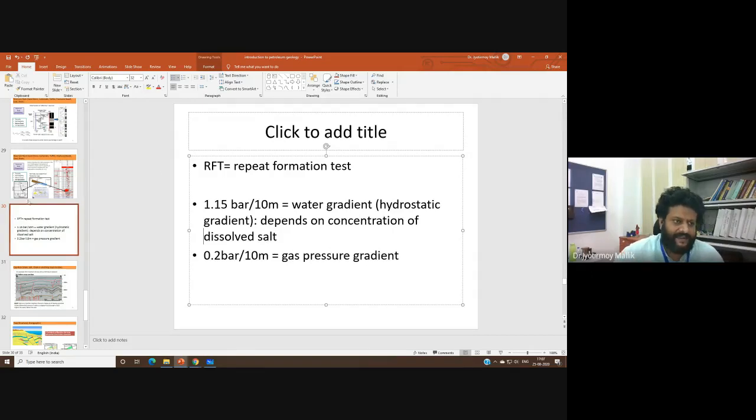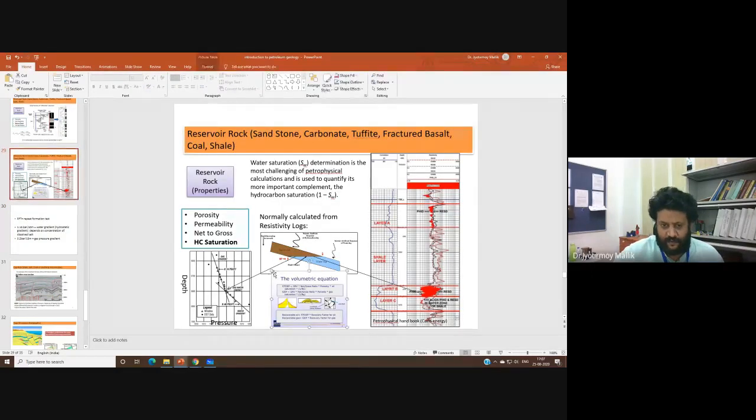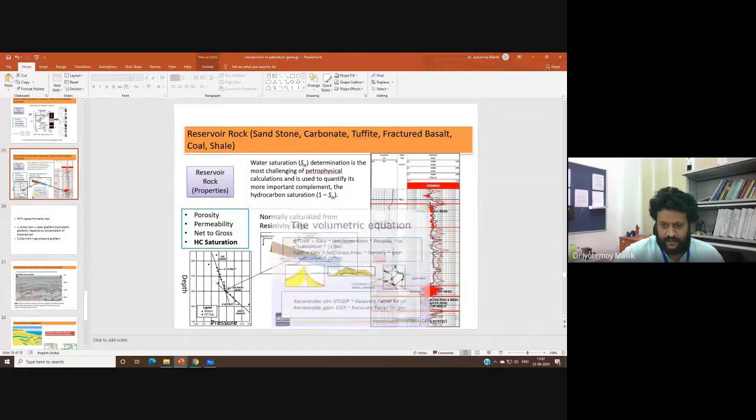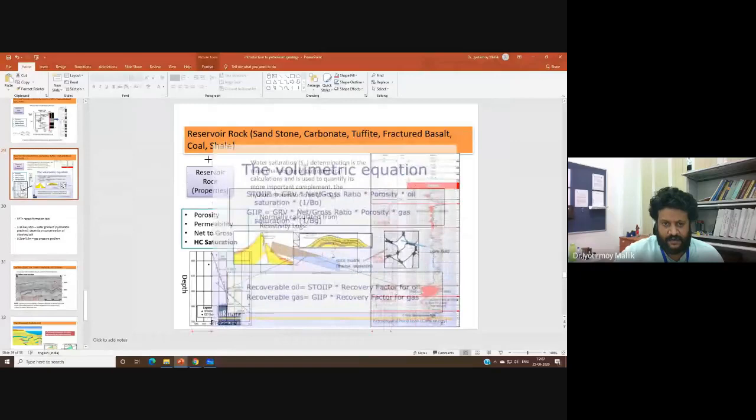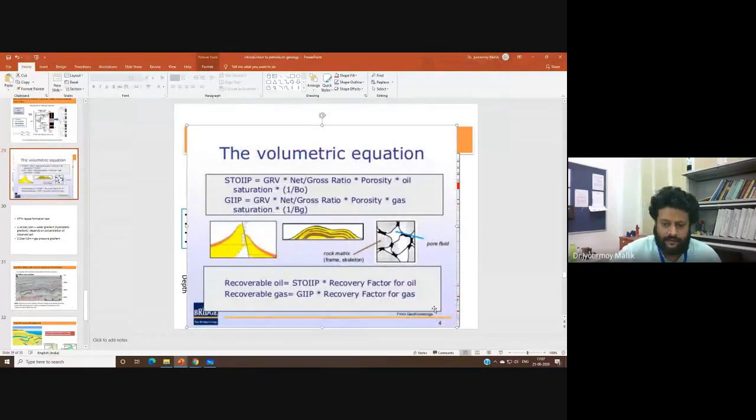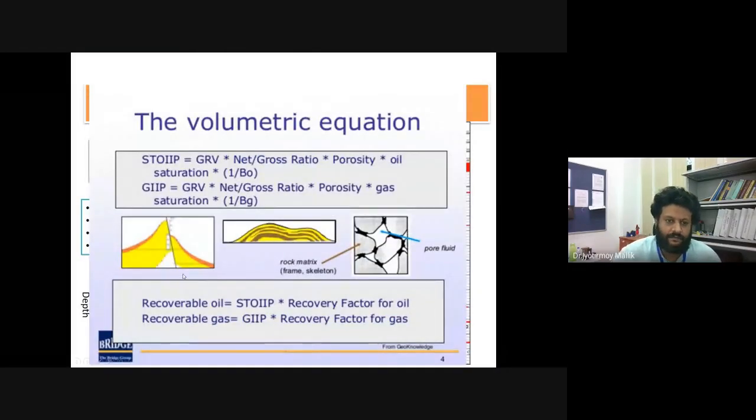Then what we talked about is the volumetric calculation. Let me just talk about it once more. The total volume is expressed by two particular quantities. One we call STOIP, or stock tank oil initially in place. That means the volume of hydrocarbon present in a particular reservoir. And that is a product of GRV. GRV refers to gross rock volume.